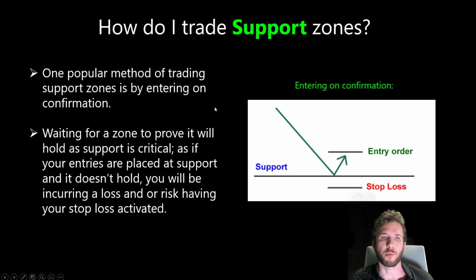So how do we trade support zones? One popular method of trading support zones is when it enters the support zone, we don't buy immediately. Some people do, depending on how confident they are of that support zone, but they want to see the reaction. Maybe they want to see the wick that drops through, and then they want to see the candle come up and close, and then they take an entry once that candle closes, confirming that the support held. So we wait for a zone to prove itself that support will hold, and then once that support holds, we enter. So that's one way we enter, on confirmation. We wait for those candles to close.